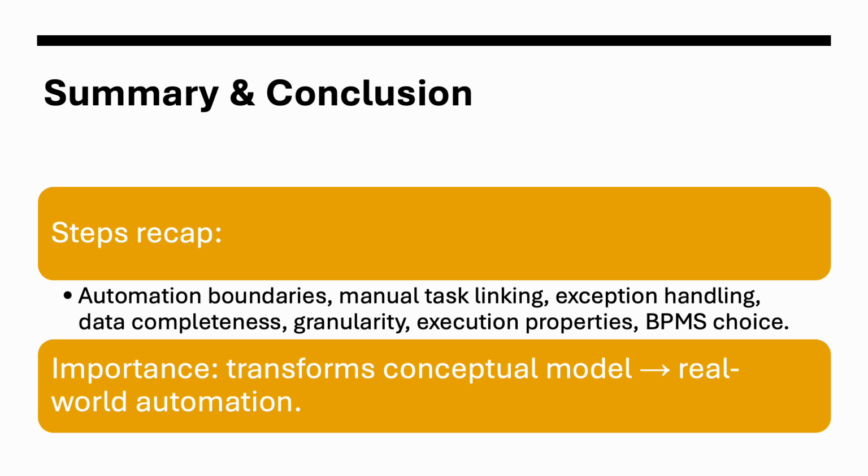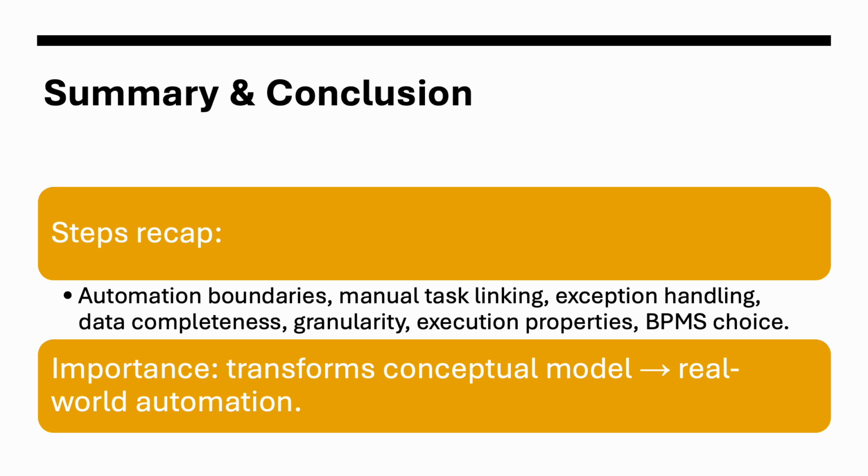We also learned about ad hoc subprocesses, those parts of the process that don't have a strict order, and how to handle them using techniques like CMMN for flexibility. Then we covered specifying execution properties, which means defining all the technical details a BPMS needs to actually run the process. That includes data definitions, service connections, user task details, and decision rules.